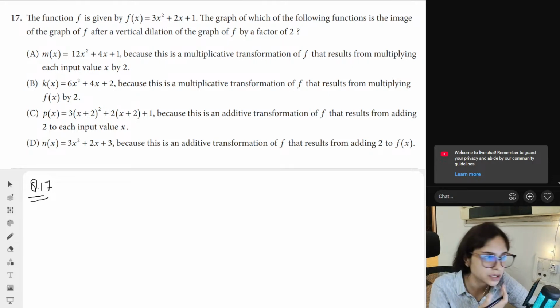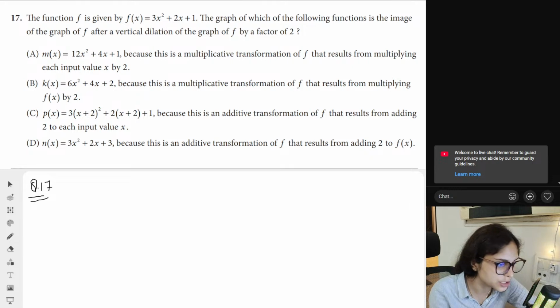So question number 17 is 3x squared plus 2x plus 1, vertical dilation by a factor of 2. So we'll multiply everything by 2, 6x squared plus 4x plus 2, option B. Because it's a multiplicative transformation, by multiplying f of x by 2. So it's option B.